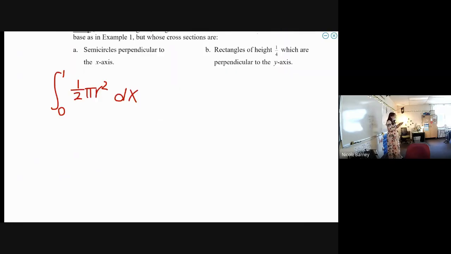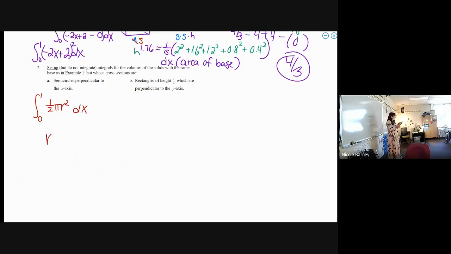Okay, so R is the top curve minus the bottom curve divided by 2, because diameter would be top minus bottom. Yeah, so R is just top minus bottom, and so now I'm going to put that in. Yes. The 1/2.